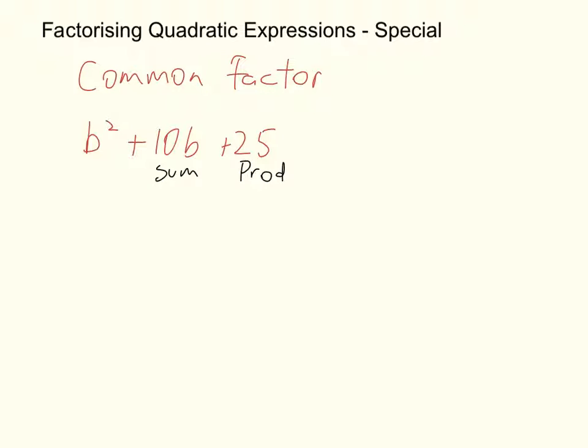Well, this one's actually pretty nice because I can think of a pair of numbers that multiply to give 25 and add to give 10. If you'd like to pause it and have a think about what numbers those might be, do that now. But if not, I think those numbers are 5 times 5 and 5 plus 5.